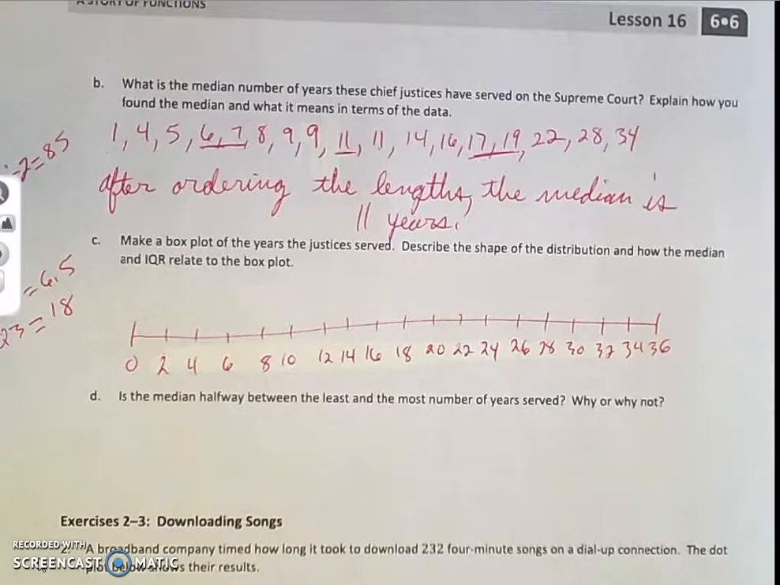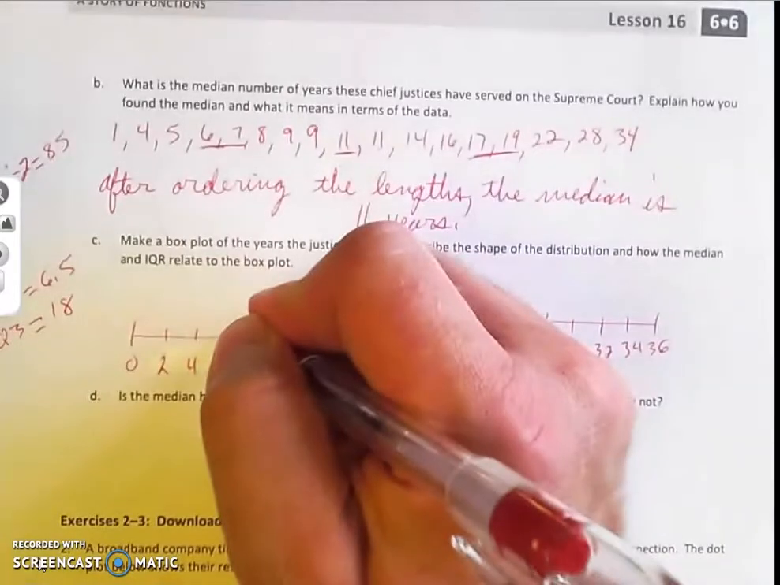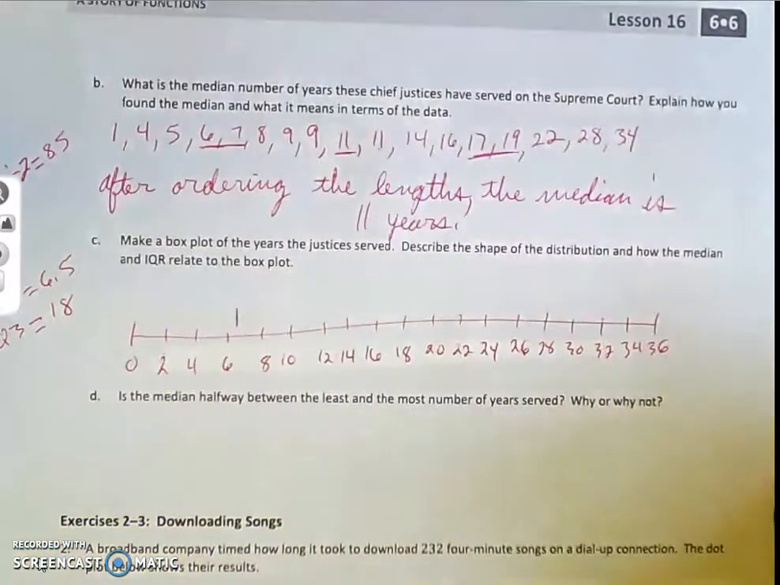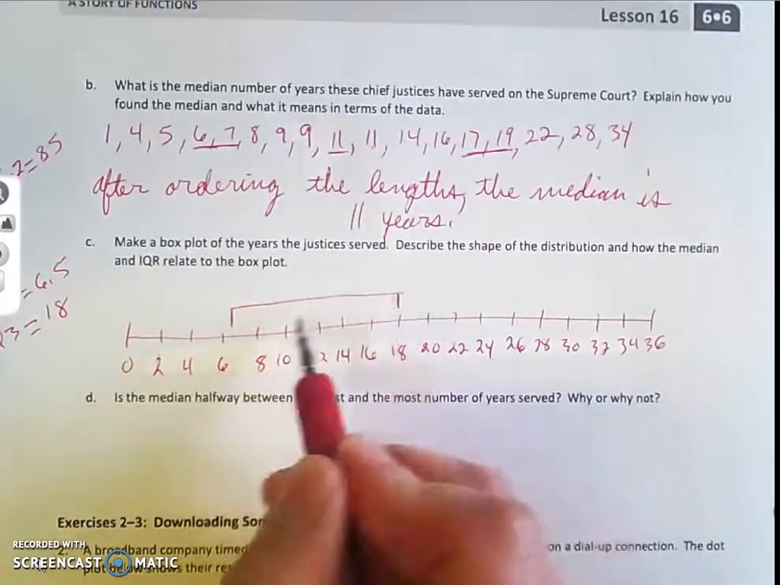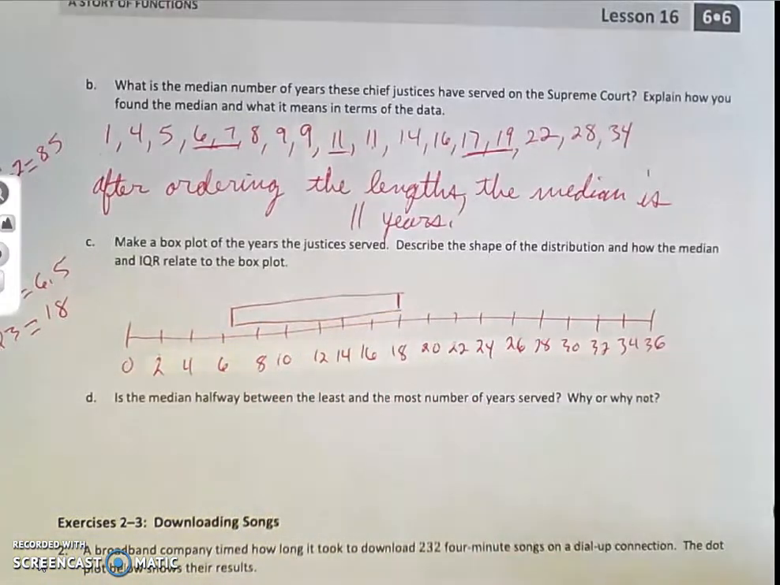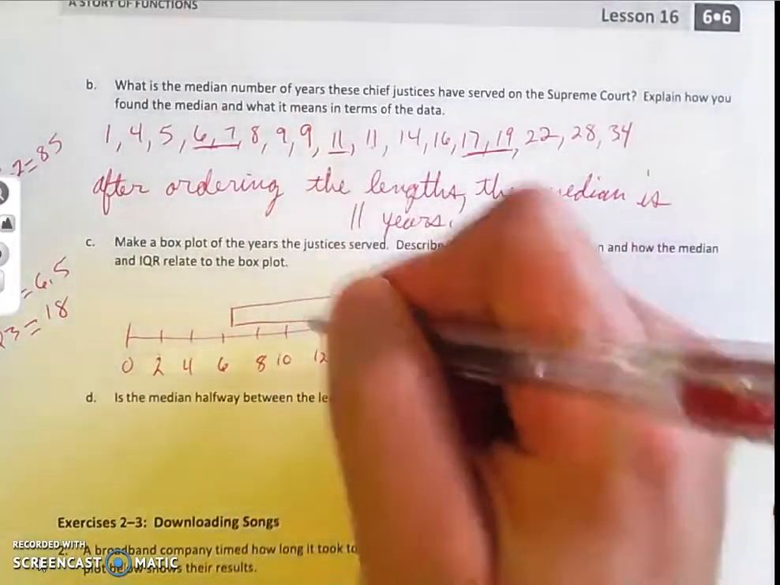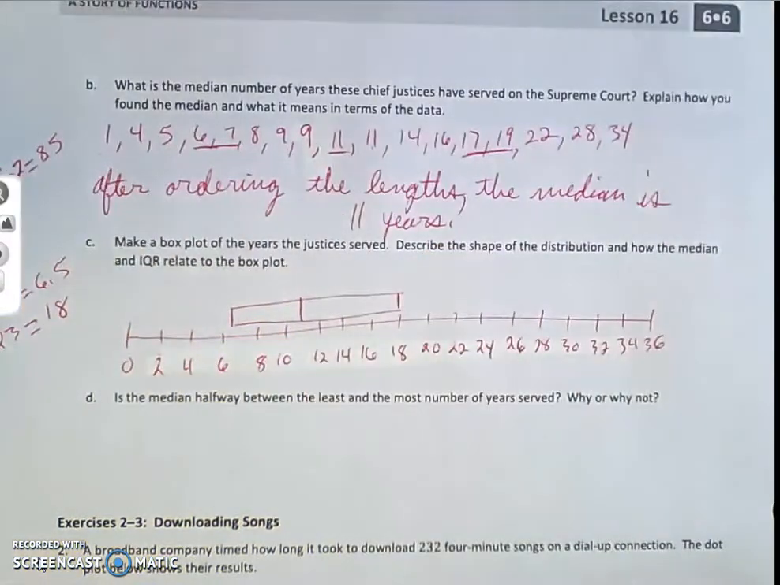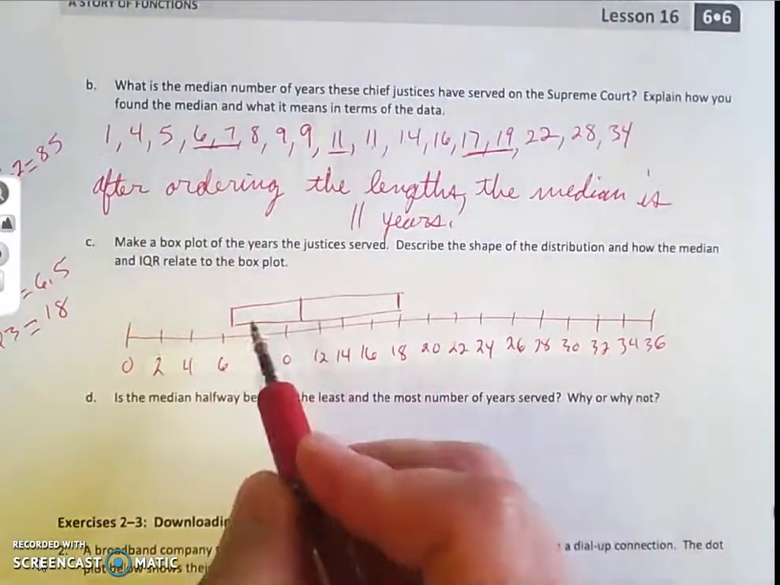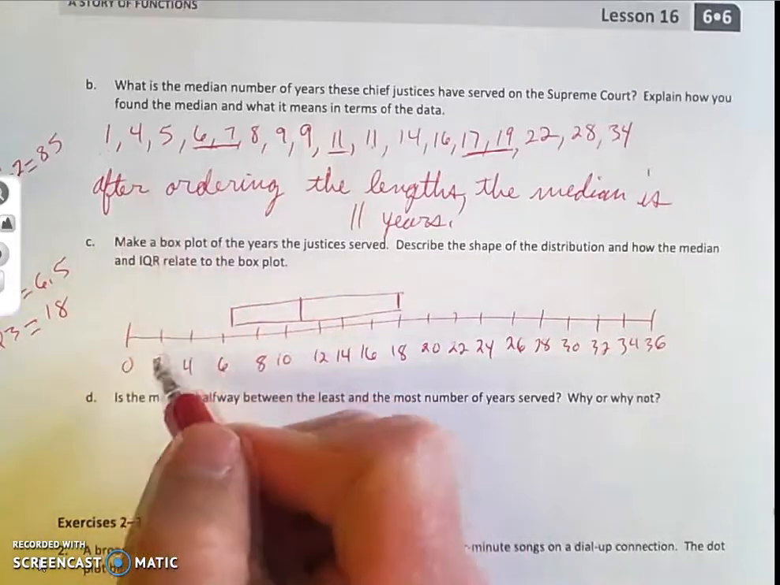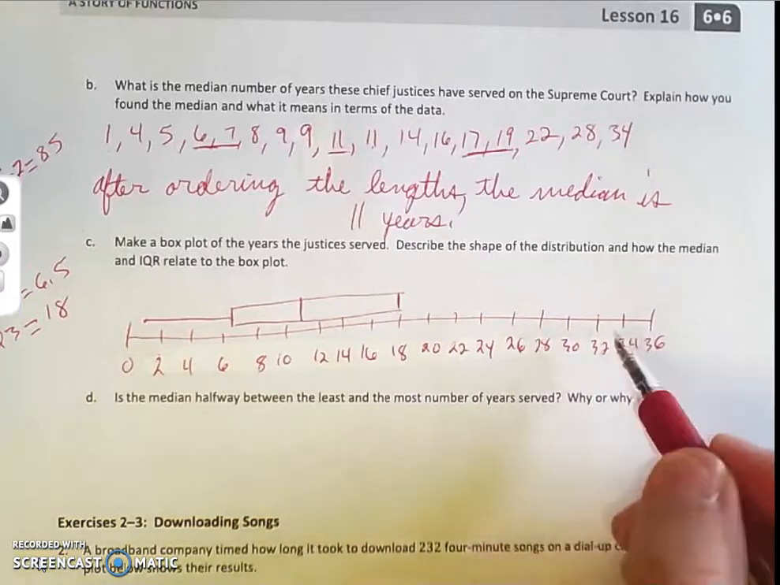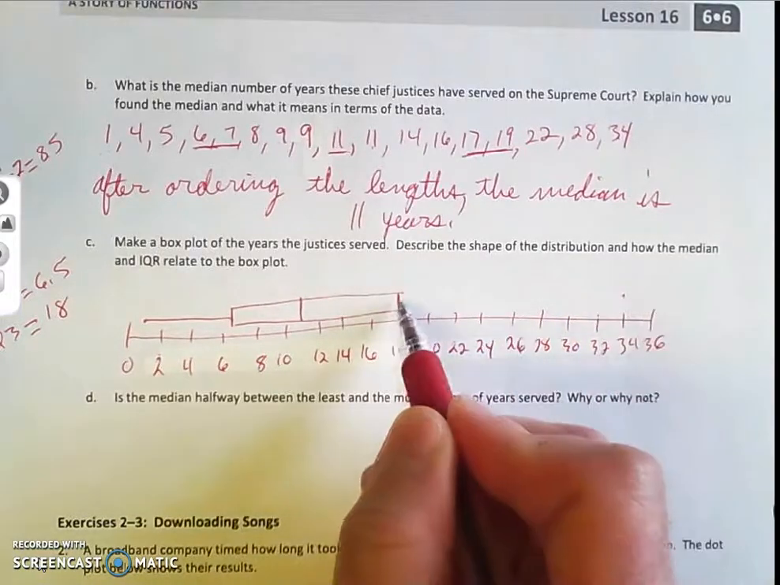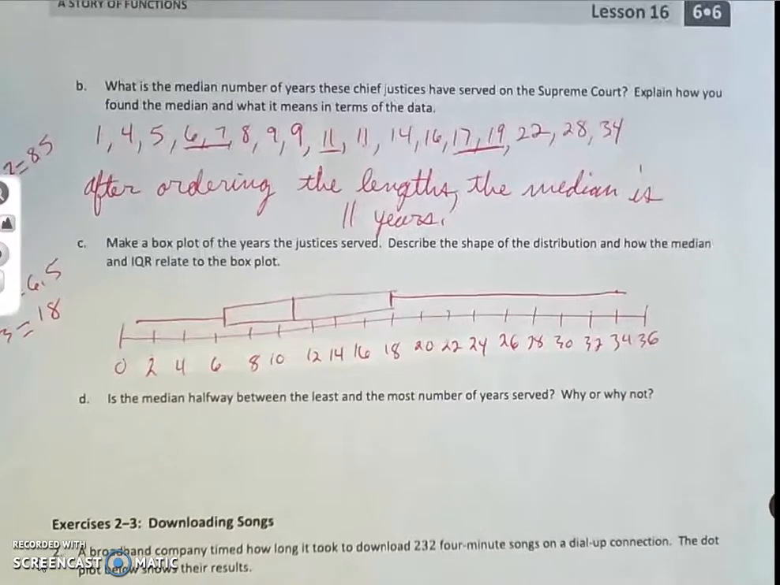So again, in order to create our box plot, we have to go to Q1 and Q3 first. So we said Q1 is going to be at 6.5. Q3 is at 18. So now we create our box. And we said up here that our median was 11. So I'm going to draw a line at 11 to show our median. Okay. Then we fill out the two sides. Our minimum is at 1, and our maximum is up at 34. So there's our box plot.